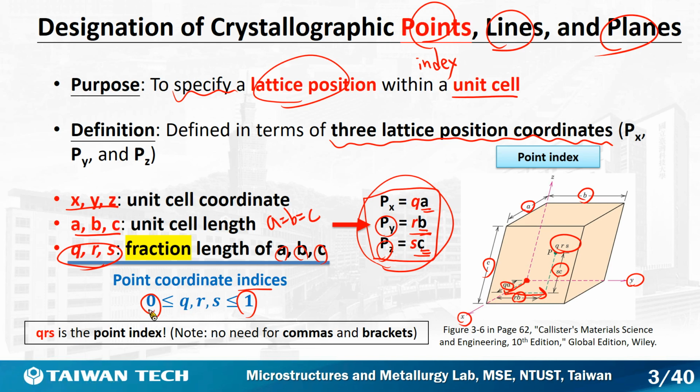So now, q, r, s is our point index or point indices. But for this point index, there is no need to use commas and brackets. For example, we have qrs. This is correct. But q, r, s with commas, this is not correct. We don't need commas. And for brackets, for example, like this, (qrs), this is also wrong.